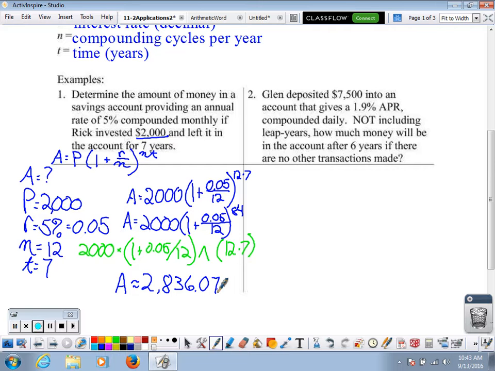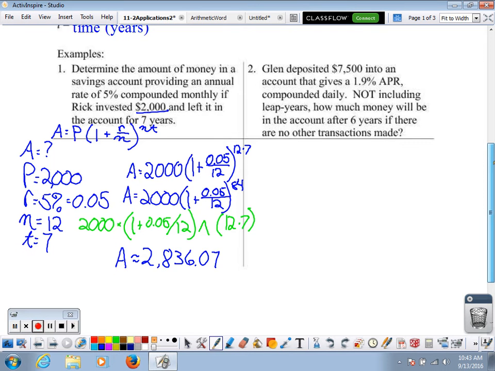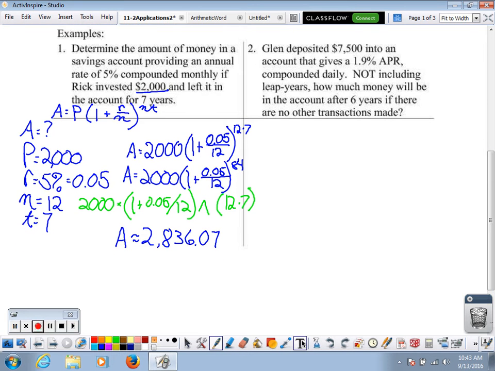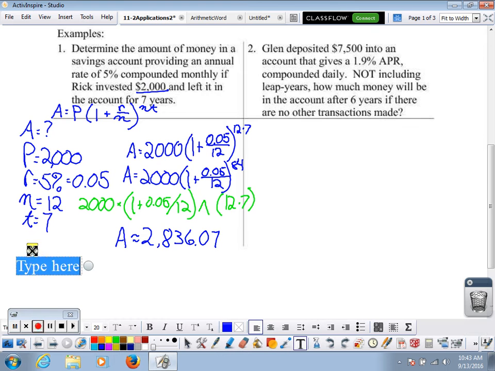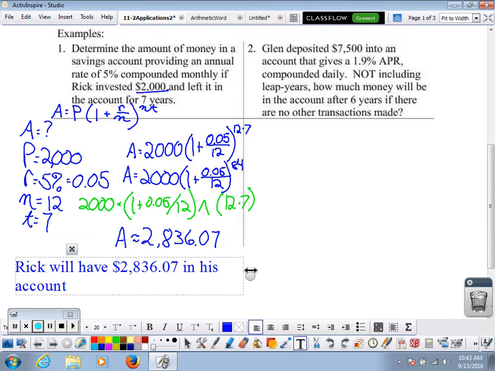Okay, and the question is asked with a complete sentence, so we should answer it with a complete sentence. And your sentences, guys, they don't have to be elaborate. I'm not asking you to write an essay. All I want to know is answer the question, please. So, Rick will have $2,836.07 in his account after 7 years.